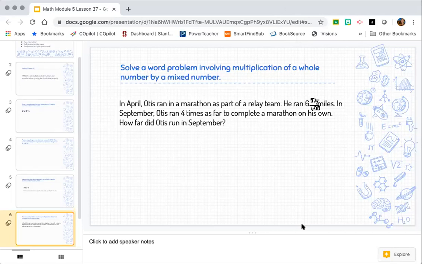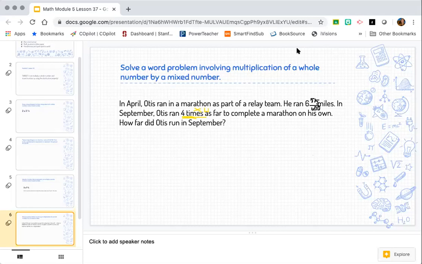If you guys know a relay team, you do only part of it. You don't run the full marathon, okay? So again, in April, Otis ran in a marathon as part of a relay team. He ran 6 and 55/100 miles. In September, Otis ran 4 times as far to complete a marathon on his own. Keyword, 4 times as far, we know that means times 4. So this time he's not doing a relay. How far did Otis run in September?